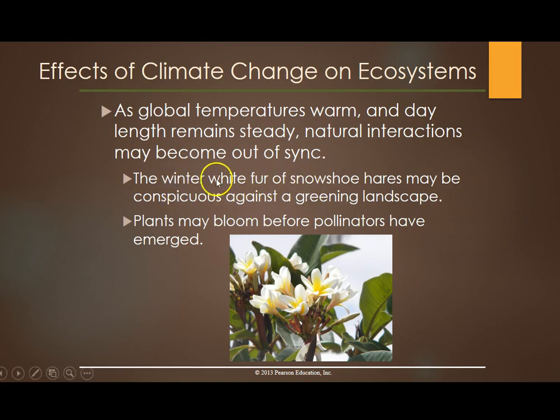Day length also affects species like the snowshoe hares that are white during the winter to blend in and brown during the summer. They might not have changed color yet, but the snow is already gone, so they're really easy pickings.